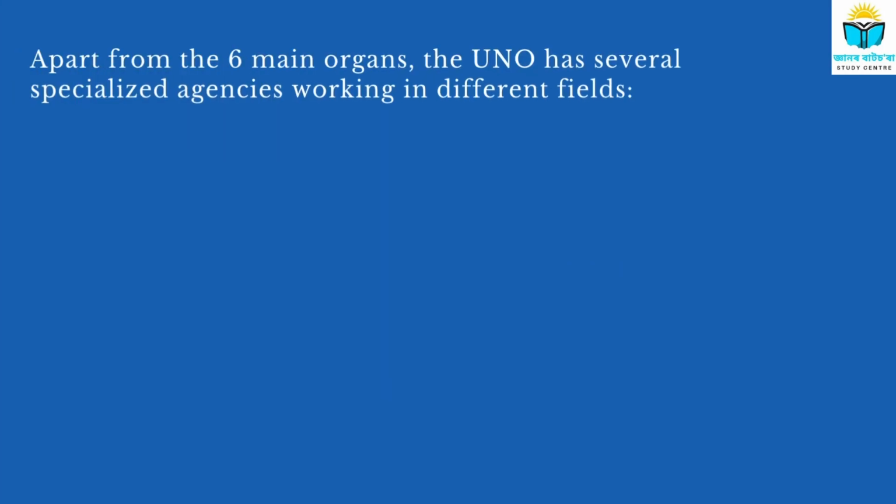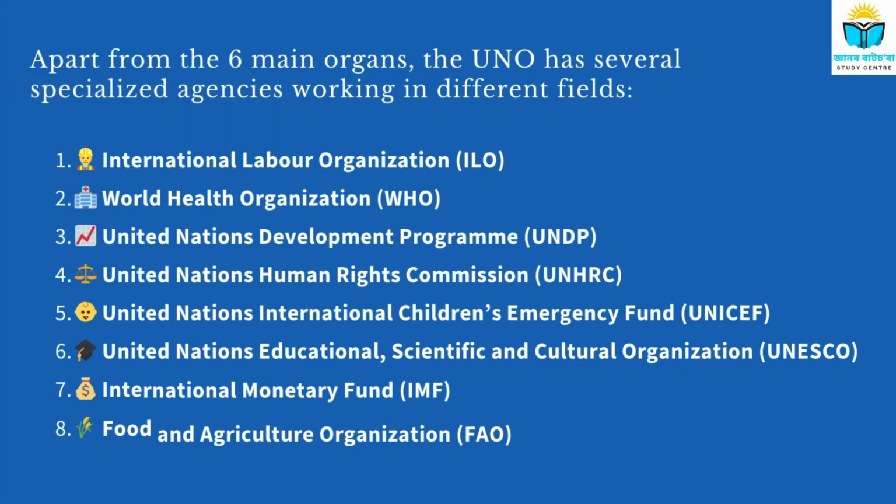Along with its 6 main organs, the United Nations also has several specialized agencies that work in various fields to make the world a better place. Let's get to know some of the most important ones. First, International Labour Organization, ILO. It works to protect the rights of workers and improve working conditions around the world.